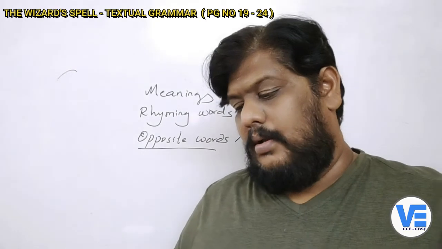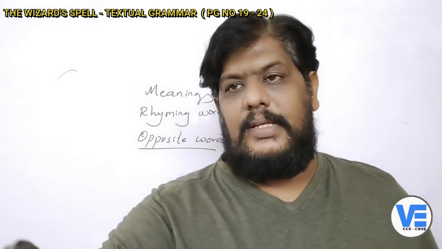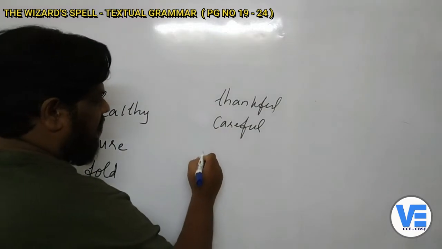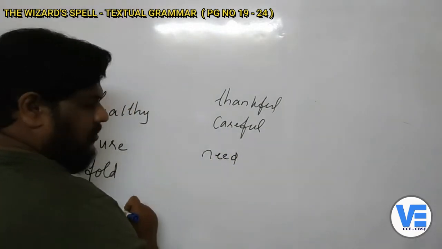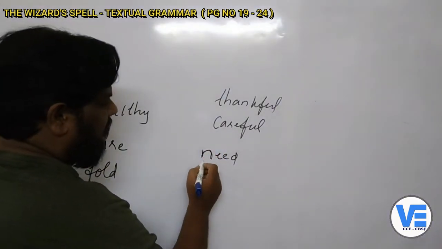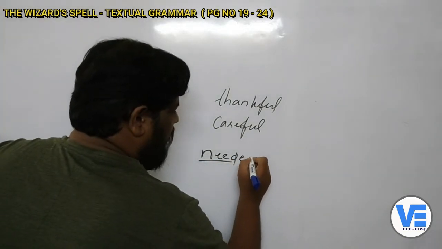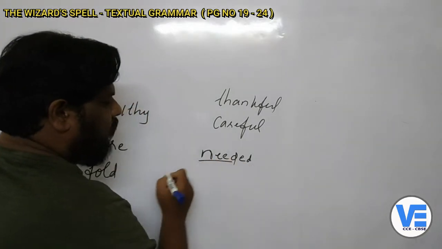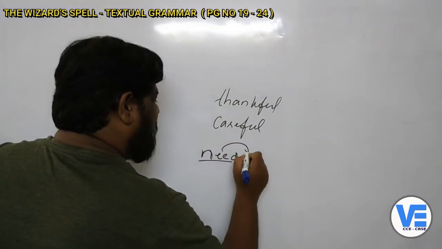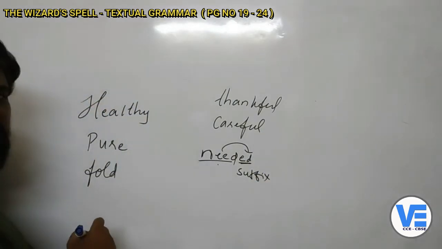Okay, opposites or antonyms. Before this, we need to learn two things. Children, for example, I'll write a word here: need. Now this is a verb. What I'm doing here is adding two other alphabets and making this word needed. These two letters which I'm adding after the word are called the suffix.